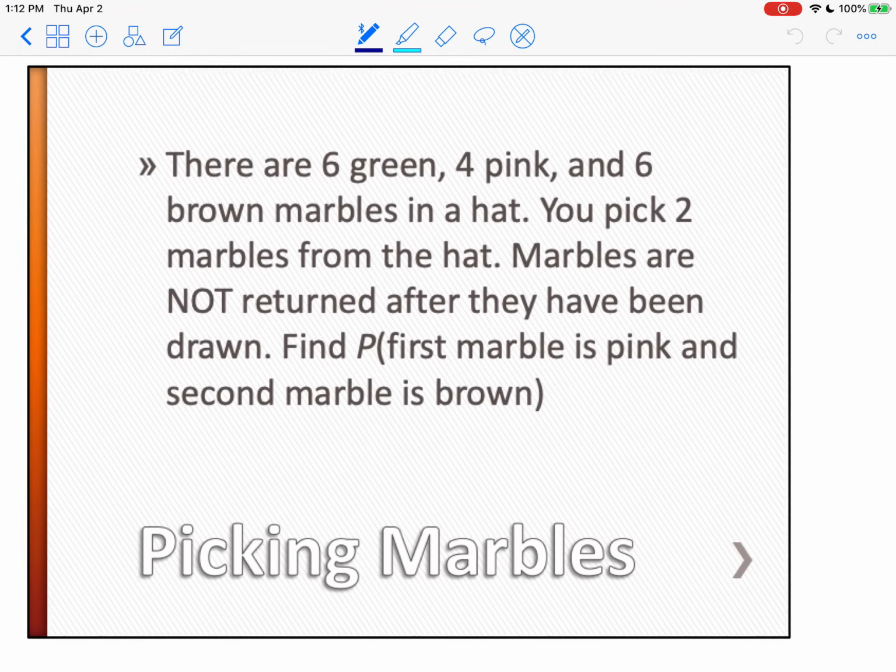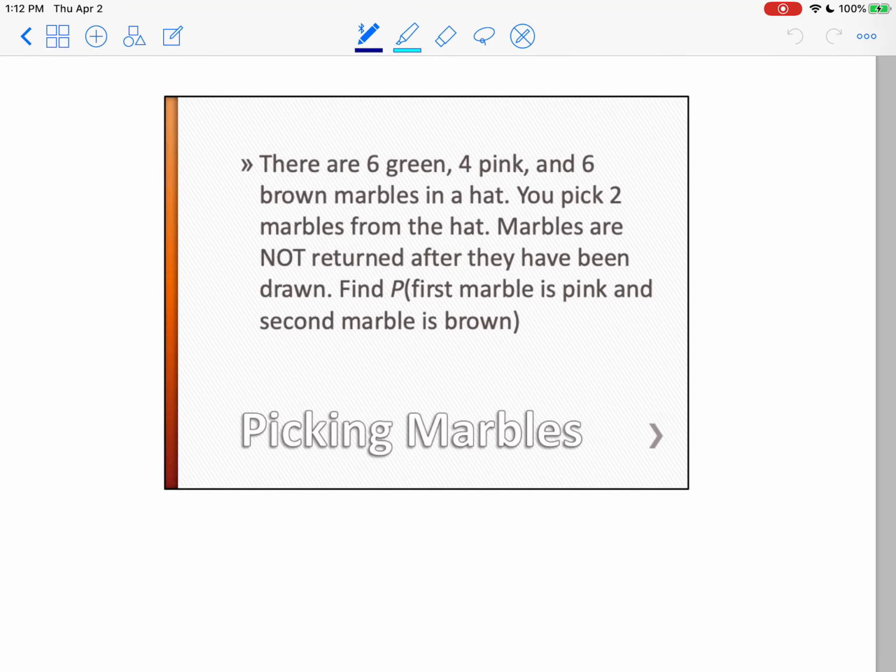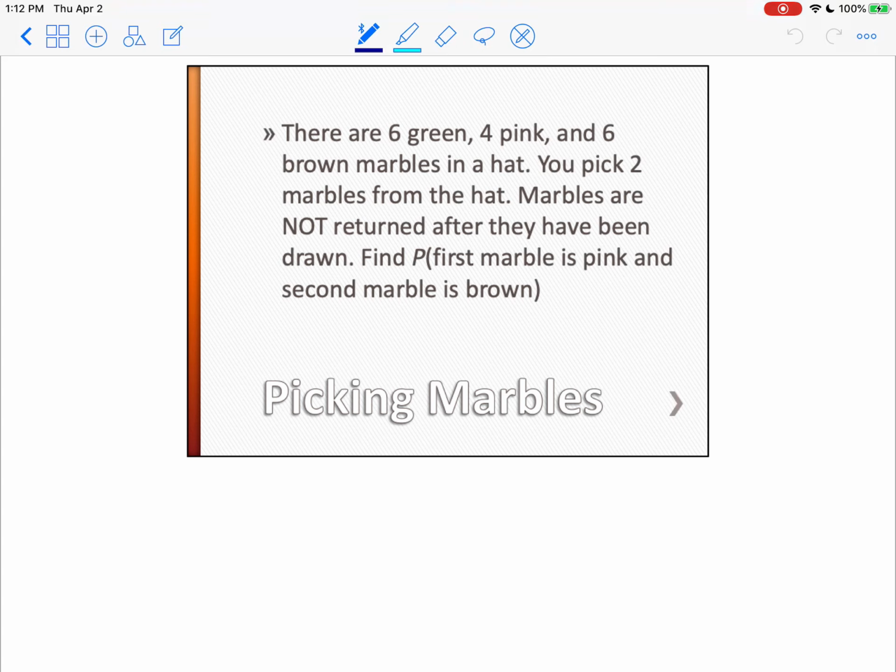So let's do an example. We're actually going to do the same 6 green, 4 pink, and 6 brown marbles in a hat. We're going to pick 2 marbles from the hat, but this time when we take a marble out and look at it, we don't put it back in the hat. Instead, we put it off to the side. It is no longer in the hat. It is not returned after we pick them out.